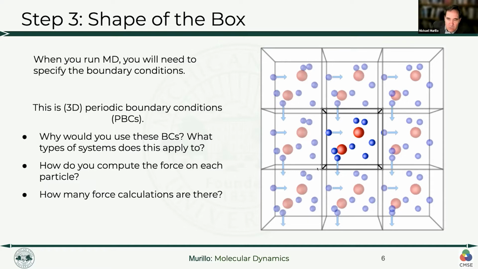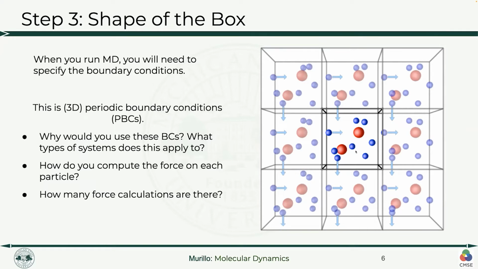So what does it tell me? I have right here, what types of systems does this apply to? When I hear that a lot of you are using periodic boundary conditions, what it tells me is you're doing bulk systems. You're trying to mimic a large piece of homogeneous material, right? So what do you do if you're doing that? Periodic boundary conditions are great.